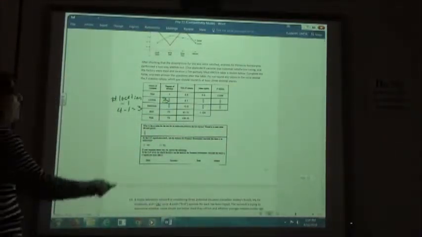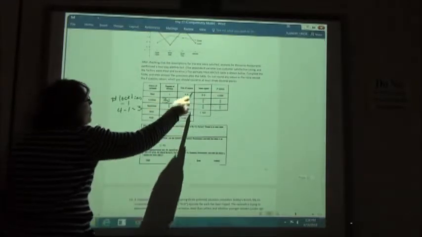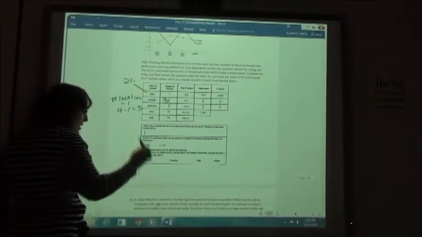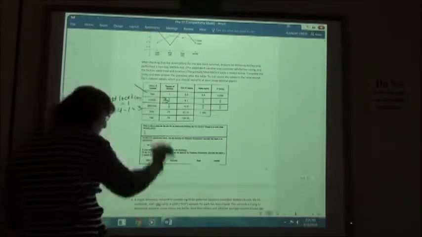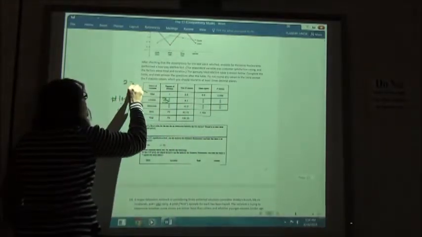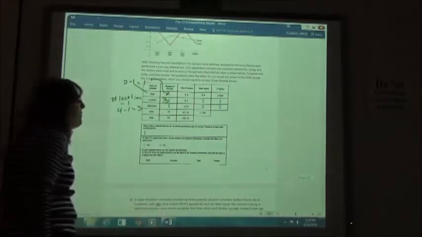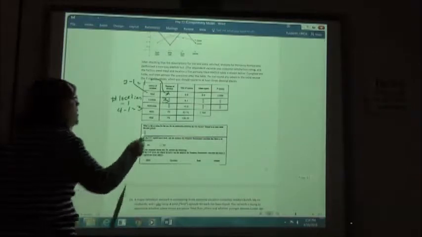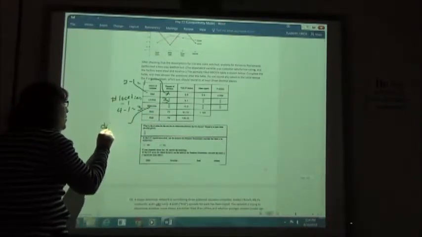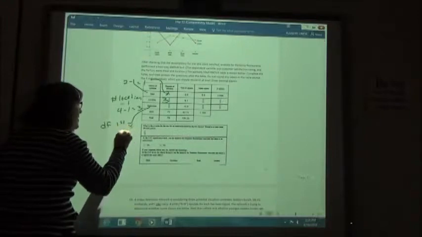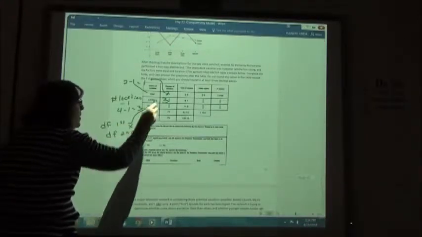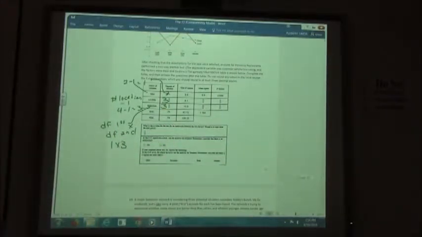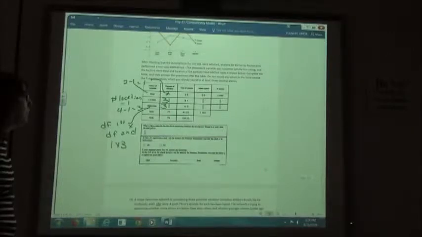For our meals, they already figured out our degree of freedom, but in that case, we had 2 different meals, 2 minus 1. 2 minus 1 was 1, and that's where that number came from. They already put that in your table for you. So for the interactions, you are going to take the degree of freedom from the first thing times the degree of freedom from the second. So in this case, we're going to do 1 times 3. 1 times 3 is 3, and so 3 is going to go in there for your interactions.